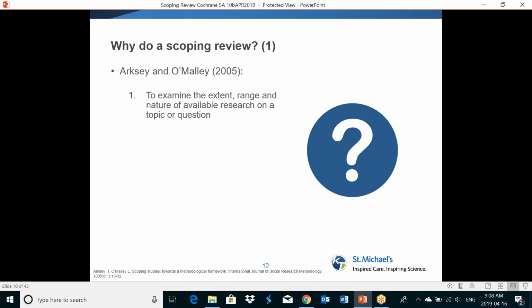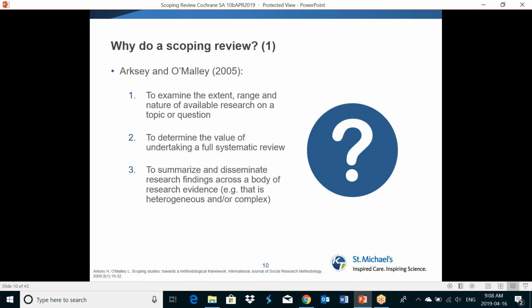If you're interested in the extent, range, and nature of the available research on a topic or question, to determine the value of undertaking a full systematic review, to summarize and disseminate research findings across a body of research evidence that is heterogeneous and or complex, as well as to identify research gaps in the literature to aid planning and commissioning of future research. So when we think about a scoping review, you could see that some of these reasons that we would do it are much broader than a systematic review.